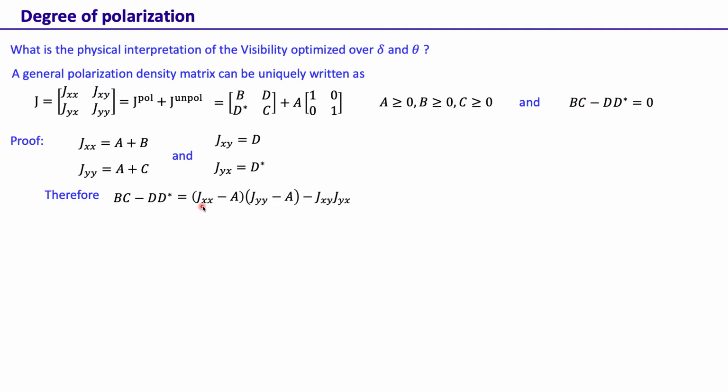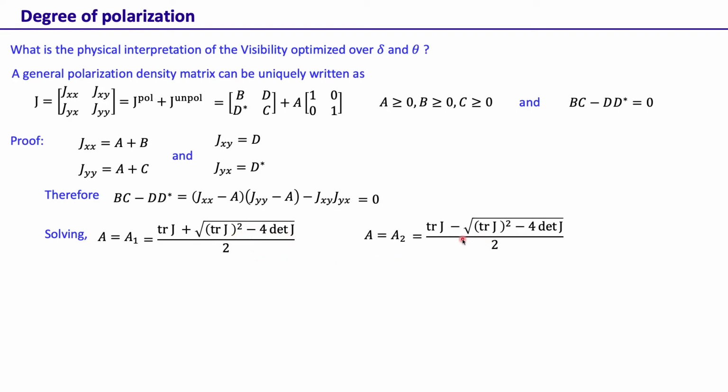So, BC minus DD star we can write like this, where B is Jxx minus A, C is Jyy minus A, and DD star is Jxy Jyx. Of course, this is equal to 0, because that's the form that we have assumed. Now, this is a quadratic equation in A, so it will have two solutions. If we solve it, the first solution is trace of J plus the square root of trace of J whole square minus 4 determinant J, by 2, and the second solution is trace of J minus the square root of trace of J whole square minus 4 determinant J, by 2.